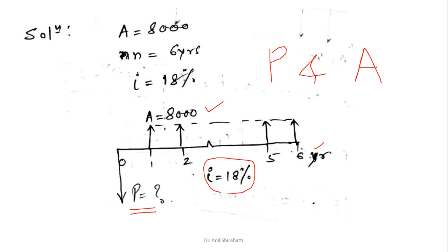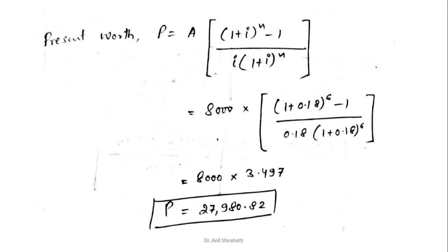Okay, now using your simple equations, you can see the present worth is equal to A into whatever this equation. So as you go more and more, this equation is becoming more and more complicated. So A is 18% and N is 6 years. If you solve this one, you get a value of 27,980.